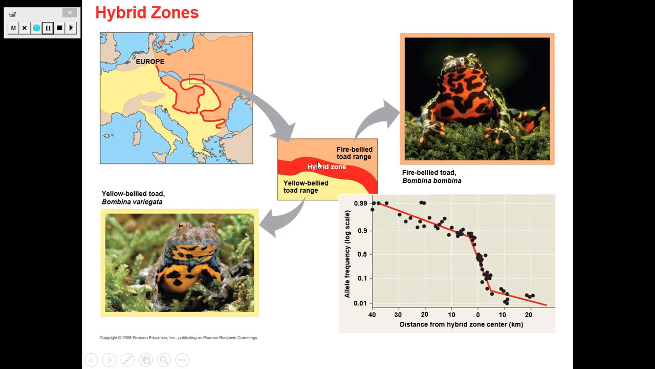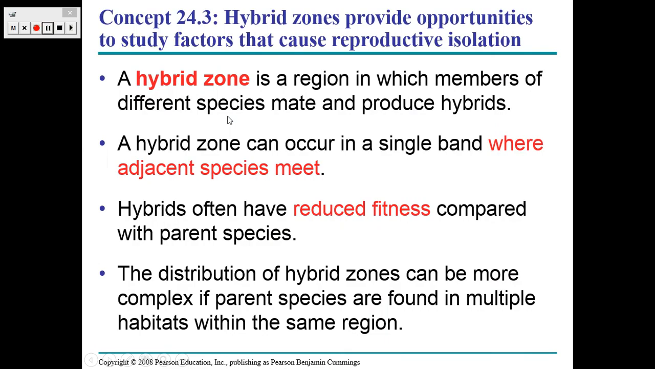I have the yellow-bellied toads and then the fire-bellied toads, and the hybrid zone is right in the middle. It literally is the line between where the two species live. And so it could be a single band. A lot of times the hybrids in this hybrid zone typically have reduced fitness compared to the parents. Remember, we're talking about reproductive fitness. It could also be that they have developmental issues. They could have abnormalities. And so you're not going to really see a lot of gene flow between the different species because the hybrids are very weak. They're not fit.